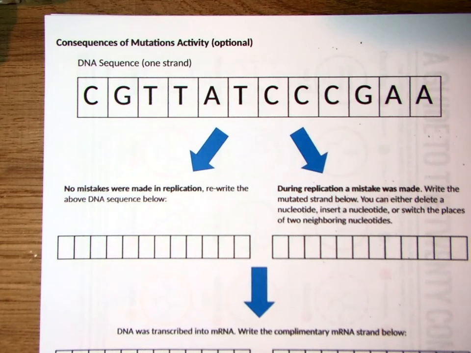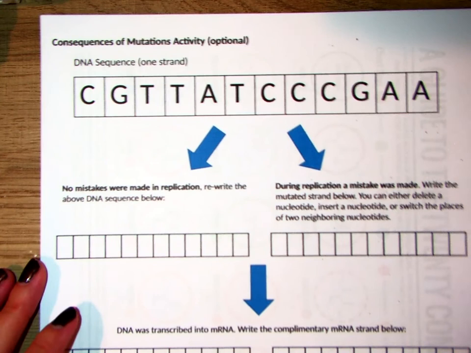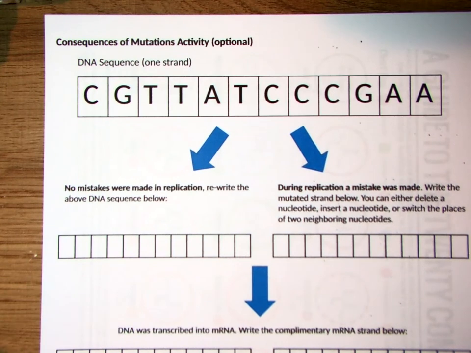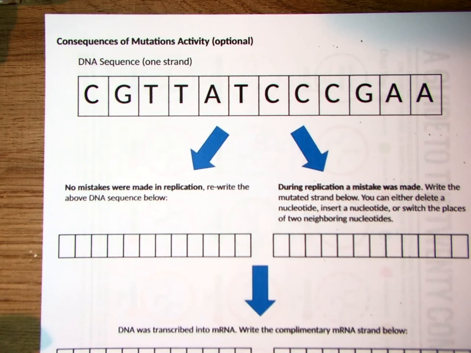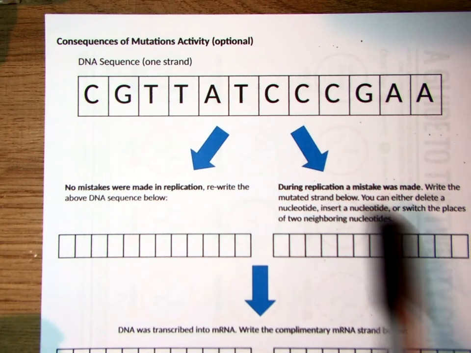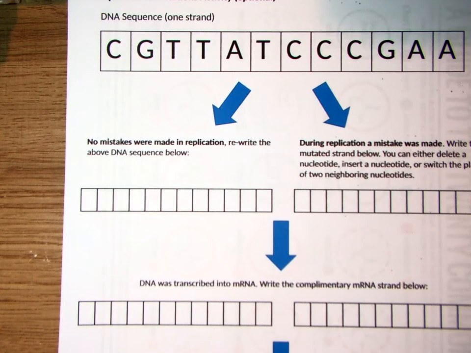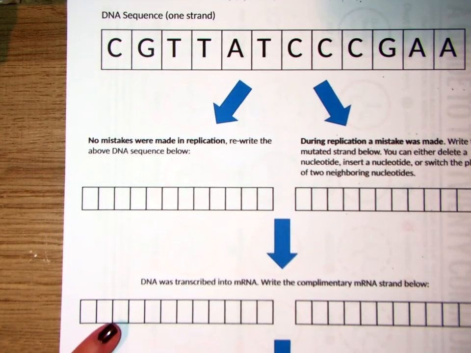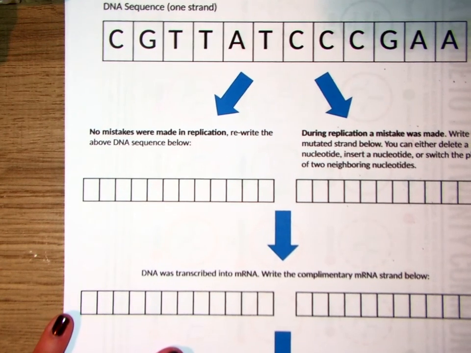So we've got one strand of DNA here, and we're going to do a no mistakes replication and see what we get here. And then this side, we're going to make a mistake. So if no mistakes were made in this replication, rewrite the above DNA sequence below.